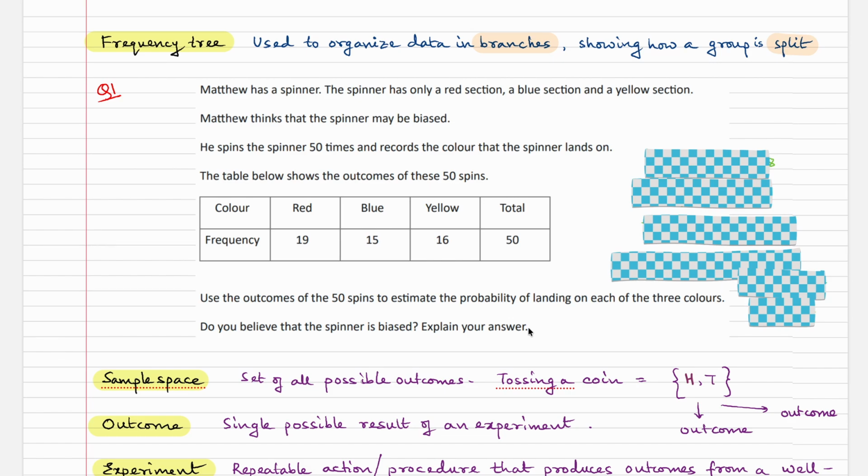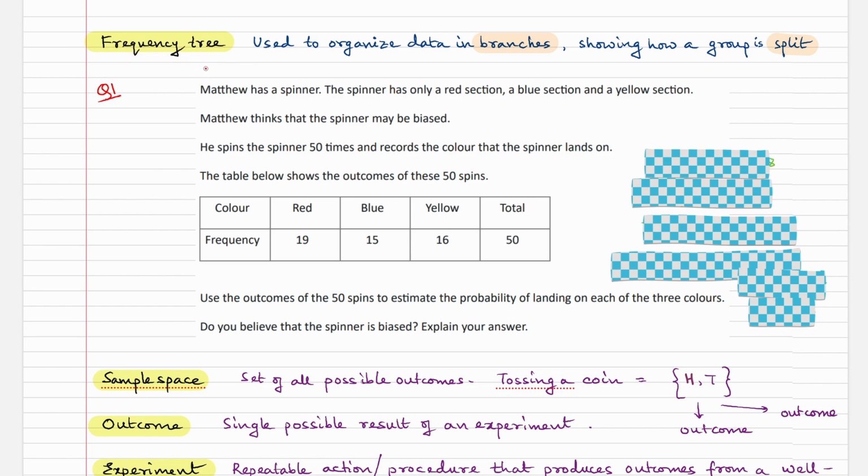In the conditional probability type problems, there are some questions which will be easily solvable if you draw a frequency tree diagram. I have an example in my notes that I'll show you later, but first let us understand what a frequency tree is. A frequency tree is used to organize data in branches showing how a group is split. If there is a particular event occurring with multiple outcomes, you label each branch and each outcome to get a visual overview of what the question wants. We will look into an example for this later.